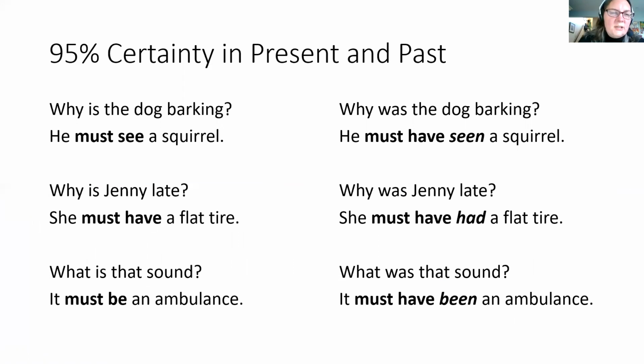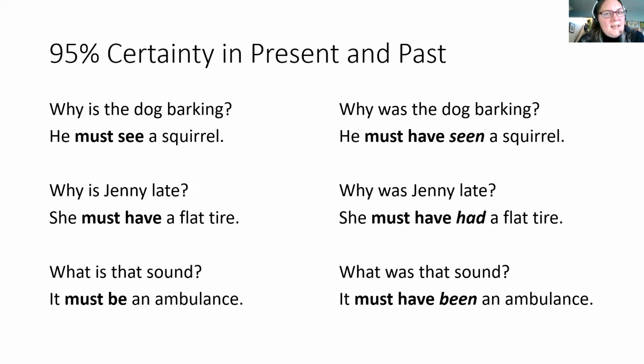But if we're not quite sure, we'll say he must see a squirrel. We're pretty sure he sees a squirrel, but we can't say that's exactly the reason why the dog is barking. And we can change this to past tense as well. Why was the dog barking? He must have seen a squirrel. That's usually the reason why he barks. 95% of the time, he's barking at a squirrel.